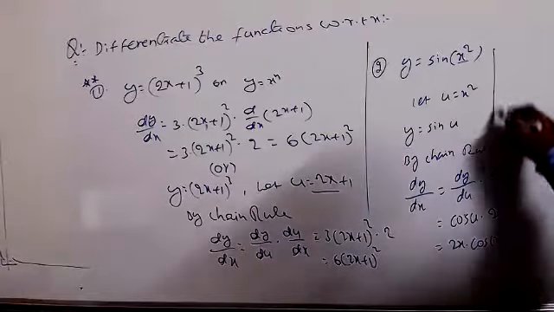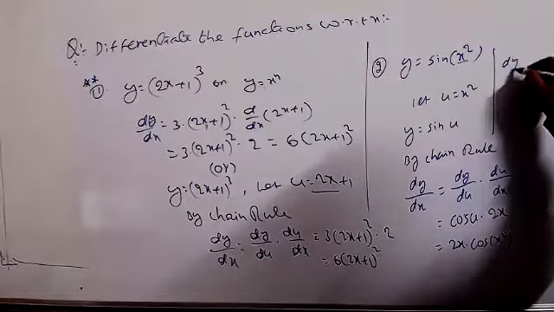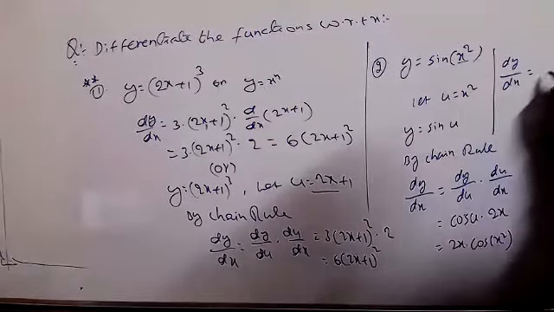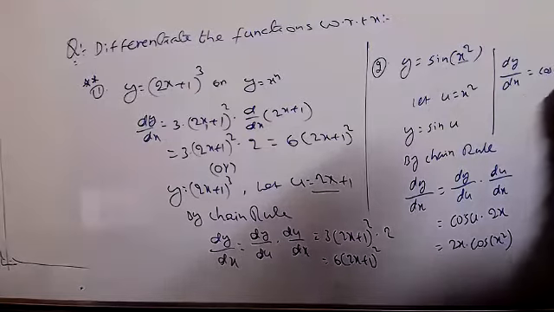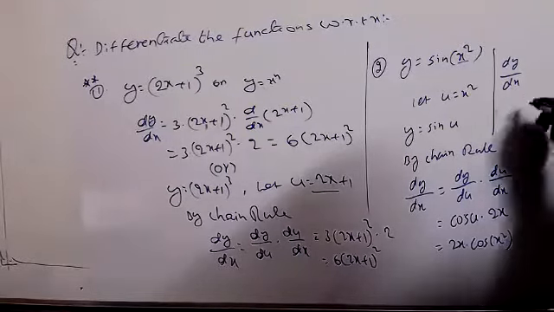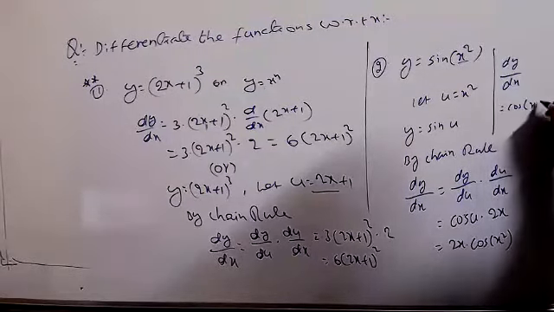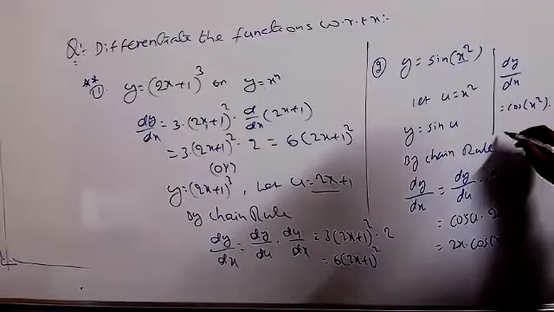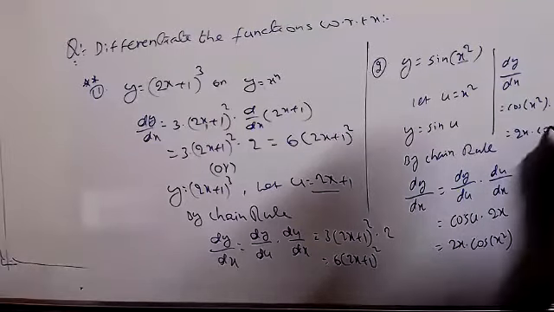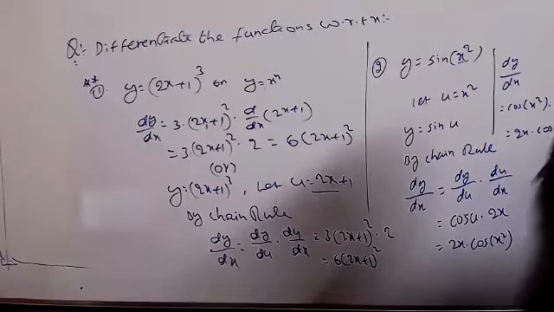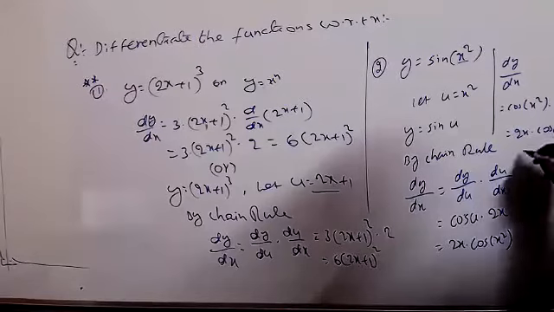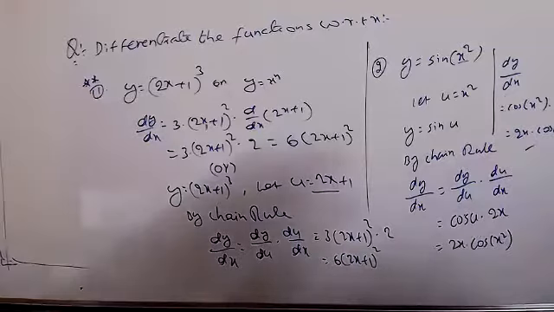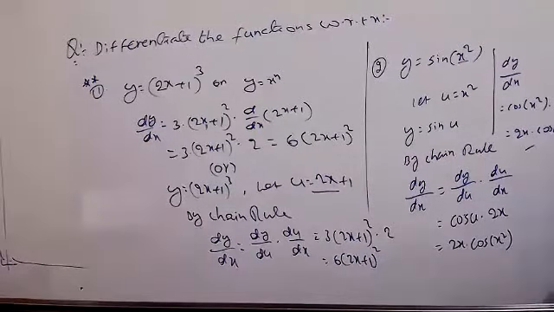Normally we solve directly with respect to x. So dy by dx equal to the derivative of sin of x square, which is cos of x square, into again differentiation of x square, equal to 2x. That's all. So 2x into cos of x square. We got the same thing only. This is by using chain rule, and this is the normal procedure.